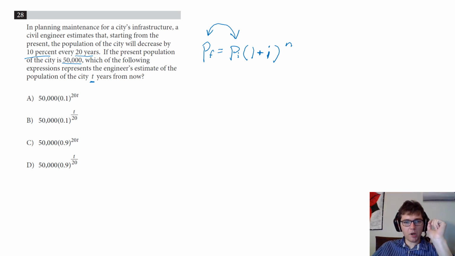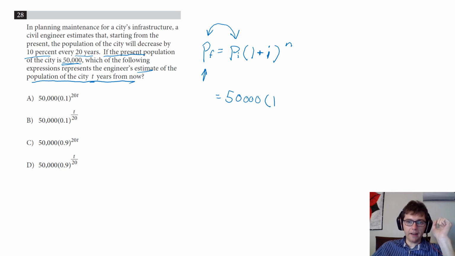So for our specific problem, they're looking for an estimate of the population t years from now. So looking for the population of the future. So this is what we're looking to get out of our equation, is equal to population initial. If the present population is 50,000, so that's easy, that's 50,000. Times 1. So now I is saying we have a decrease by 10%. So I will be negative 0.1 because we're decreasing, right? So we have to make that negative. So this will end up being minus 0.1.